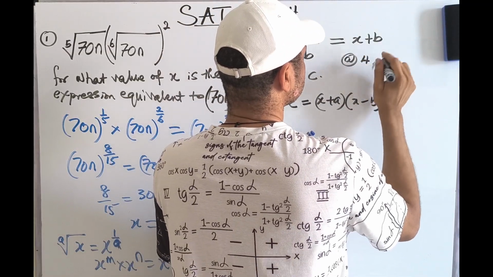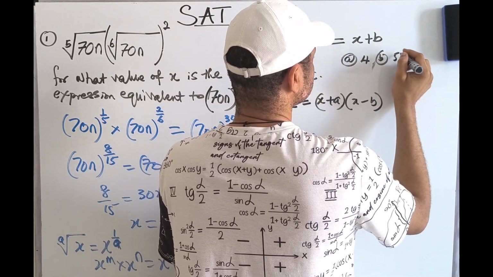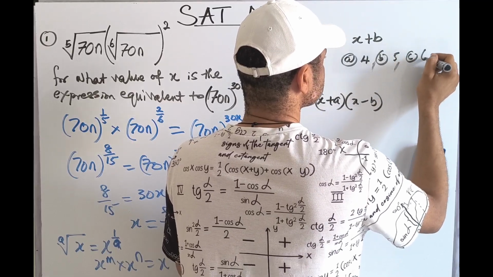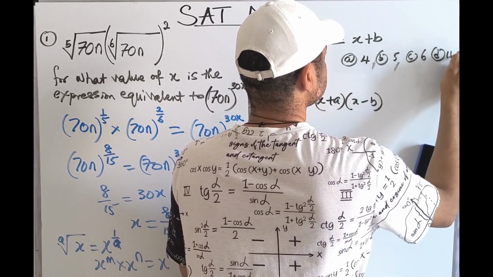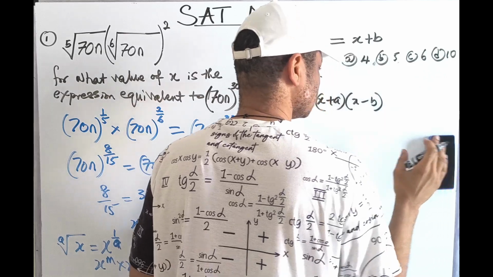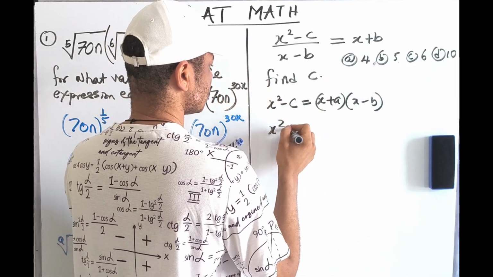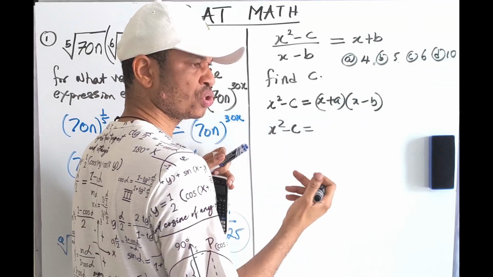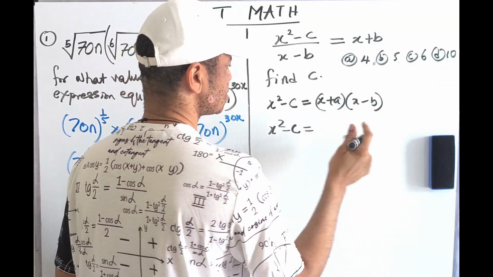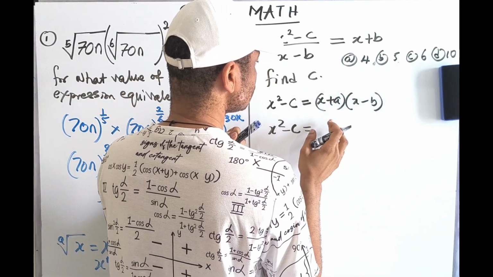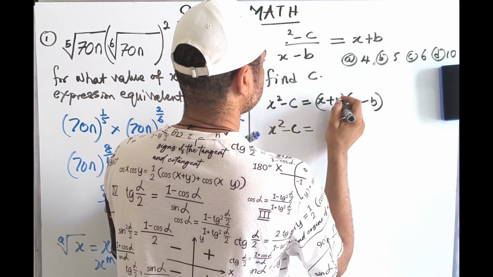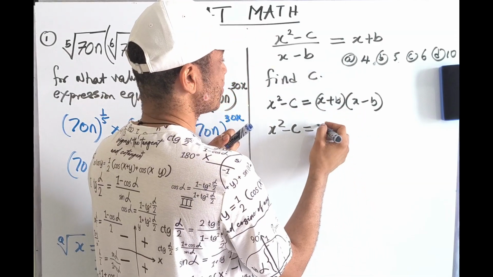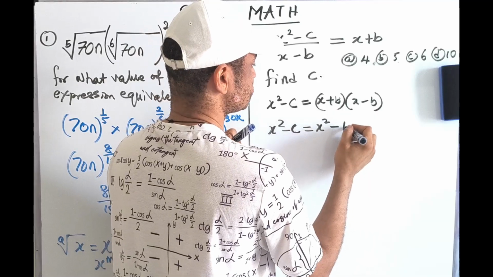Yeah, the options were 4, 5, 6, and 10. These were the options. I think it was MCQ. So this is x squared minus c. Now, if you expand this, you should know what it will give you, right? Sorry, this is b here. This is difference of two squares. So you have x squared minus b squared.